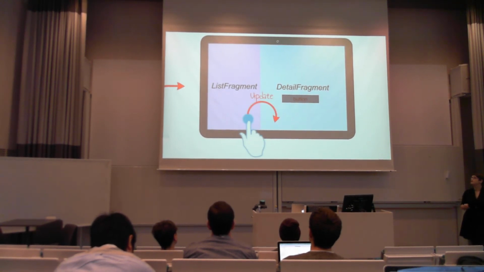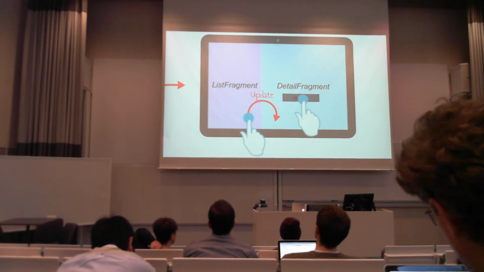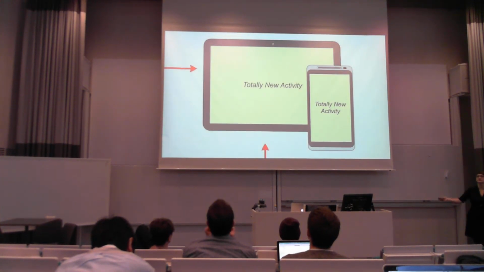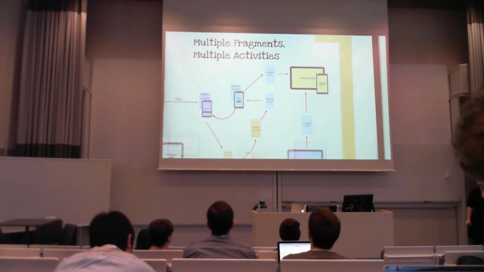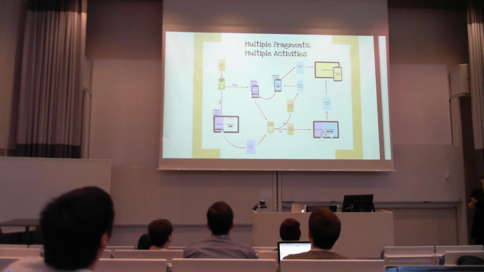Whenever you click on any of the list fragments, it's just going to update that view continually until you decide to click on the detail button, and it's going to do a click there, and then we're going to start a brand new activity. So that's the tablet flow. Now we're going to go to the phone. Any questions on that?